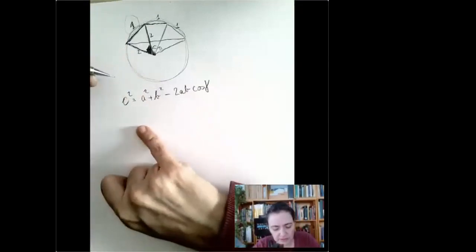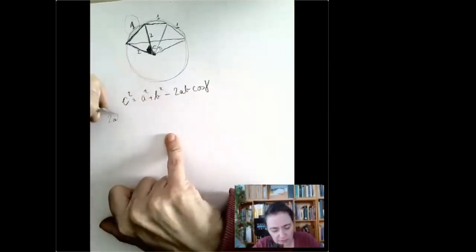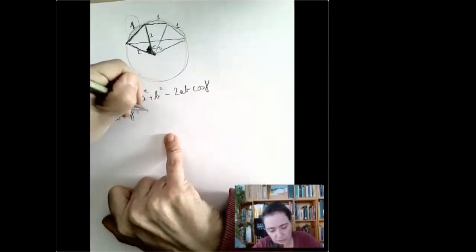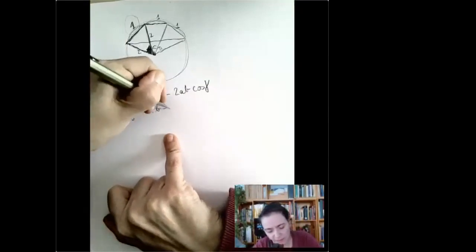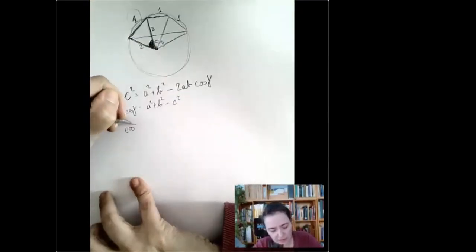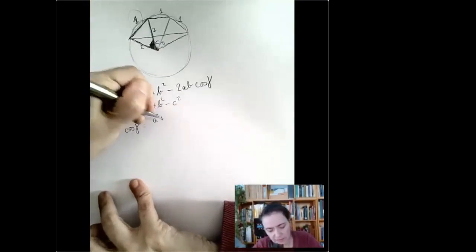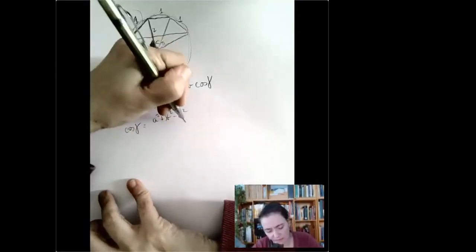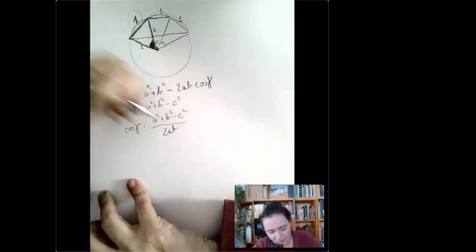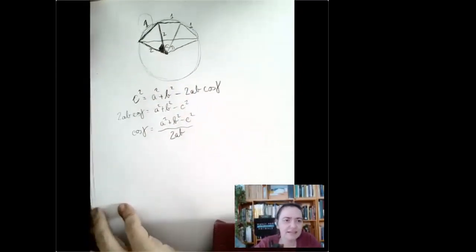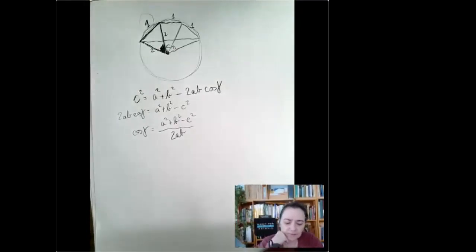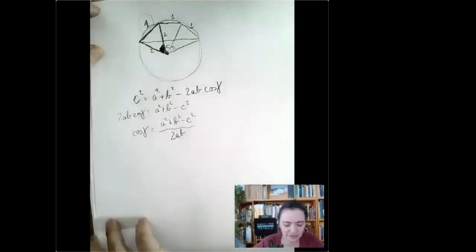Actually, let me just solve it in the abstract. So 2ab cosine gamma equals a squared plus b squared minus c squared. And so cosine gamma is going to be a squared plus b squared minus c squared divided by 2ab. I find it very interesting that if you have a triangle with integer sides, then the cosines are rational. That is not true for the sines. So again, the personalities of sine and cosine are so strikingly different here.